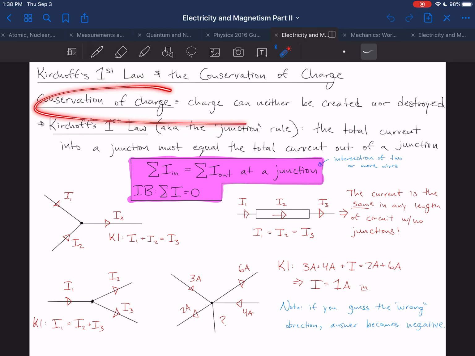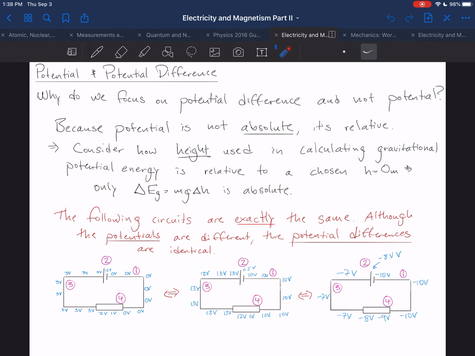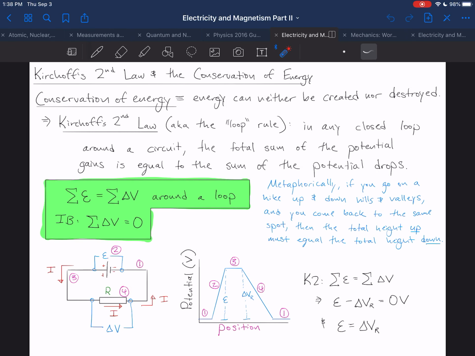That is, the conservation of charge applied to a circuit gives you Kirchoff's first law, which says that the sum of the currents into a junction are equal to the sum of the currents out of it. What goes in must come out. As it turns out, Kirchoff's second law is also related to a conservation law, and we've already sort of stumbled upon it in our discussion of potential and potential difference, which is the conservation of energy, right?